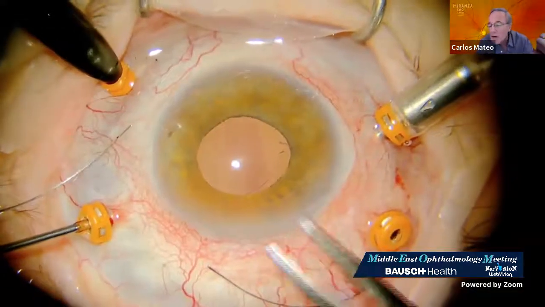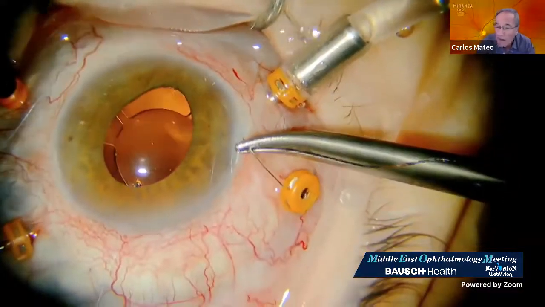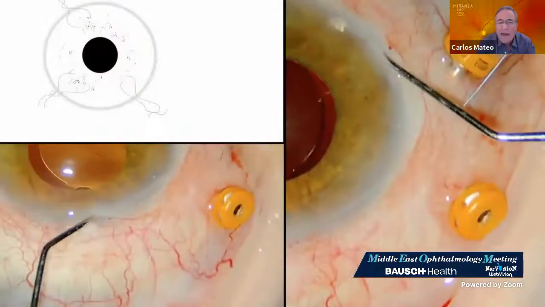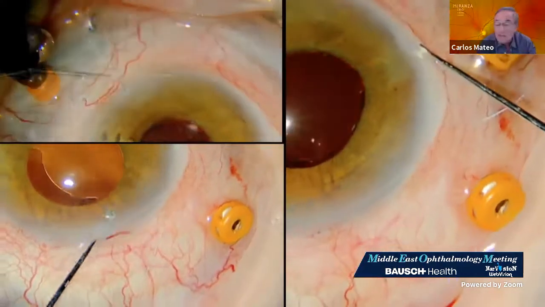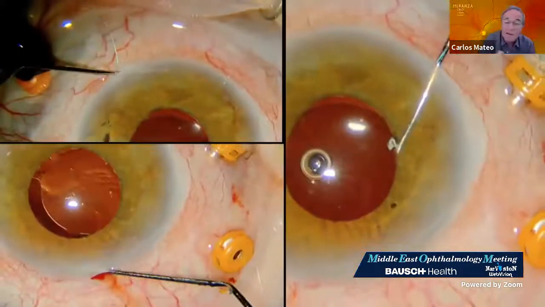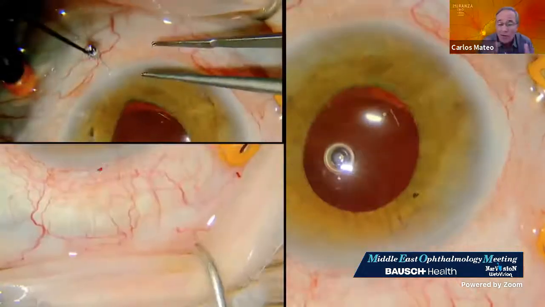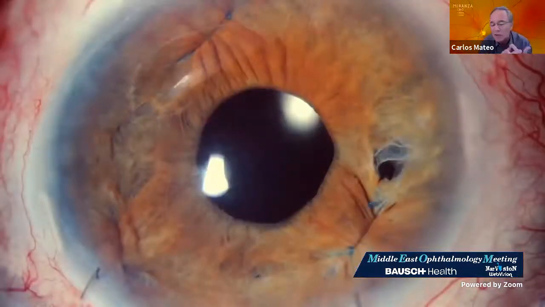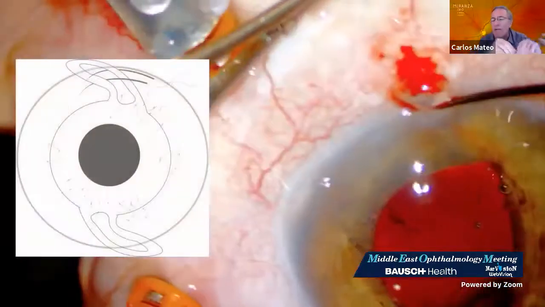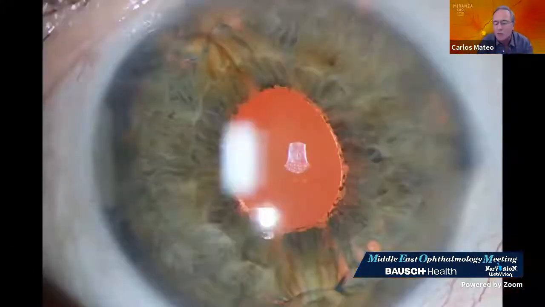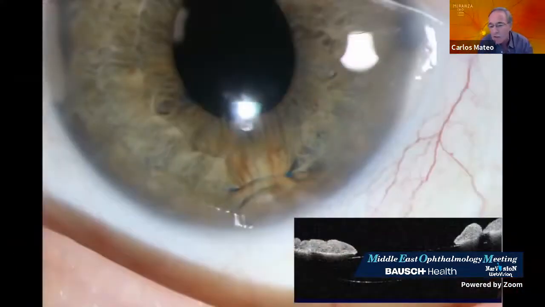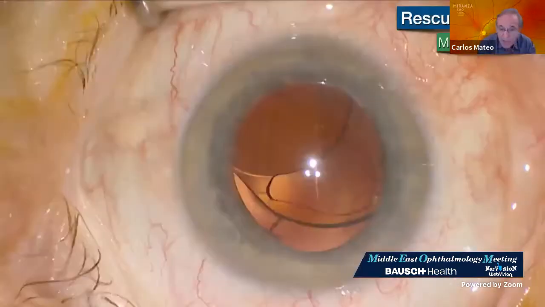This is another kind of lens that was used in Spain many years ago in high myopic patients. These lenses, instead of 2 passes, need 3 passes, but at the end, the centration is pretty good. Almost every lens you can suture to the iris. If you have optics, you can suture all of these lenses to the posterior surface of the iris.